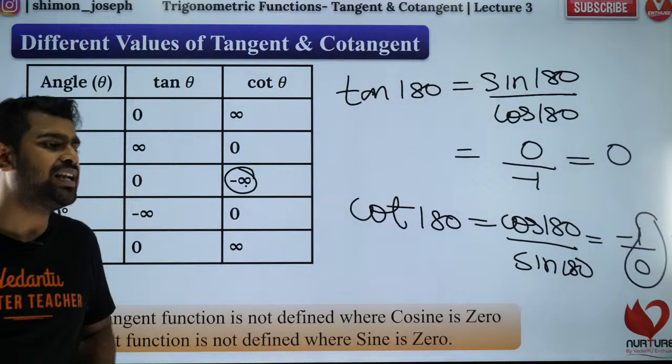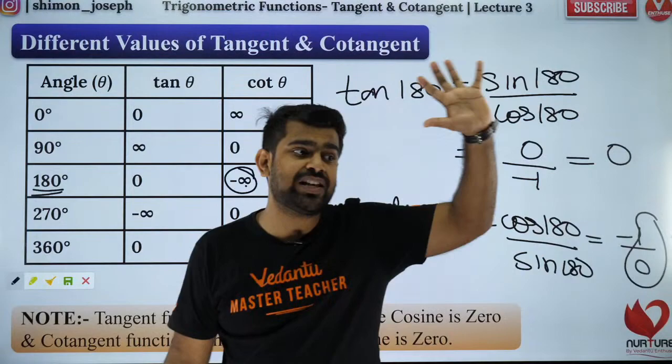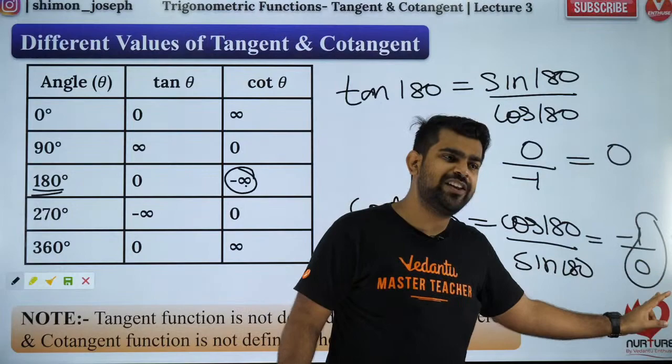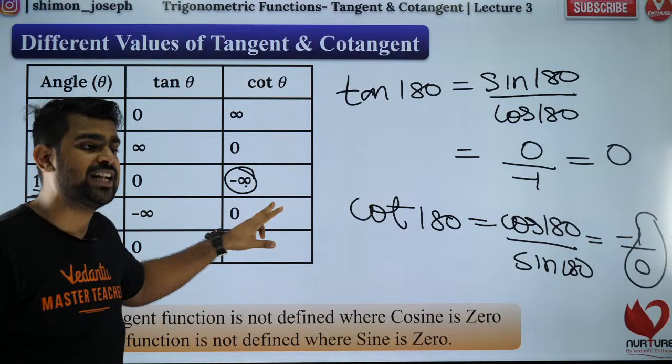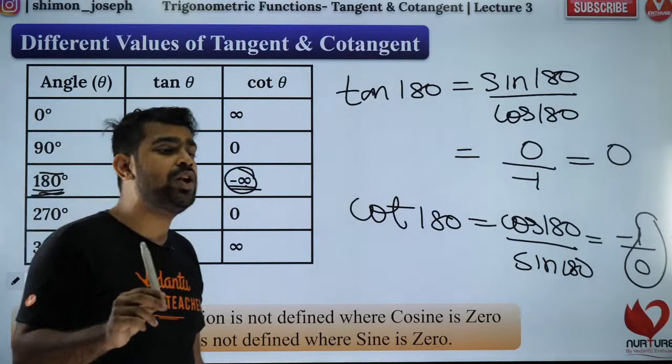Riaz, what is your doubt? Yes, tell me. I hope you guys have understood it. I have tried to explain it. Guys, whenever you have 0 in the denominator, it is actually not defined. So we see approximately as it comes close to 180, it will tend to minus infinity. That's the right way of understanding. So 1 by 0 is not defined.